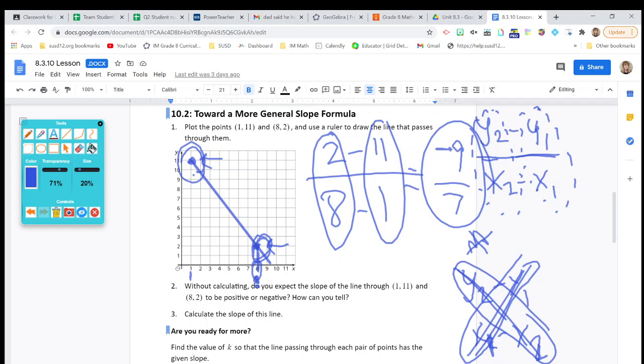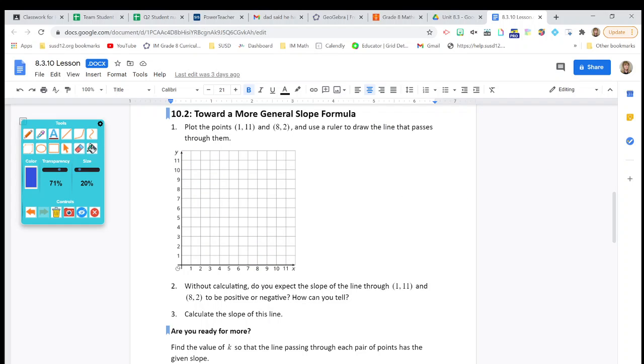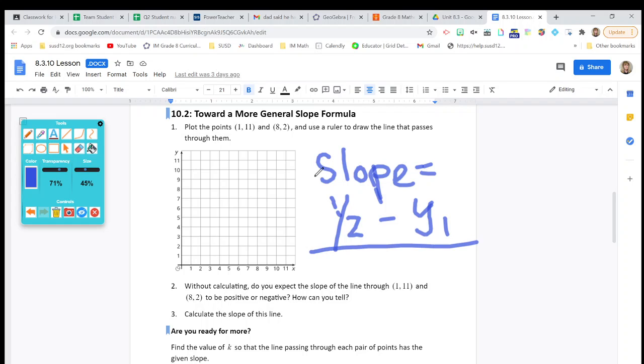So here's what you need to do. You need to try it yourself. You absolutely have to try it yourself. Write down this formula on your paper. You have to know this formula forever. So write it down now and memorize it. Slope equals y2 minus y1, that's the change in y, divided by x2 minus x1, the change in x.